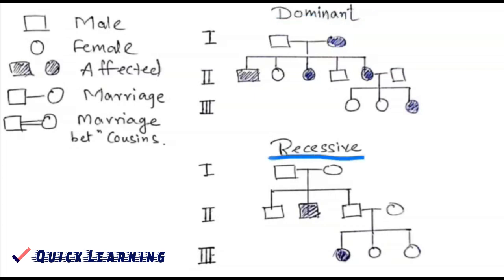So I'm dealing with the recessive now. In the first generation, both of them seem to be normal. The couple has 3 sons. The first is normal, the third is normal, but the second is affected. Let's say this third one marries a normal looking female. Again, they have 3 daughters.